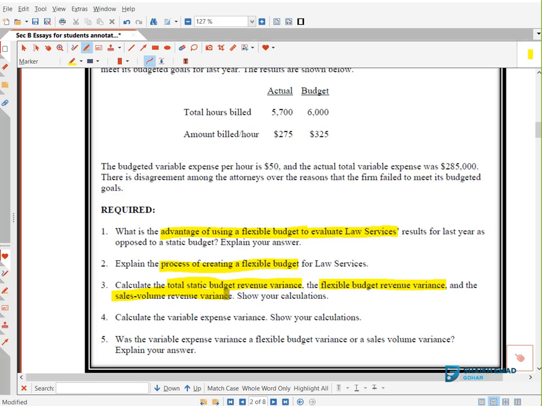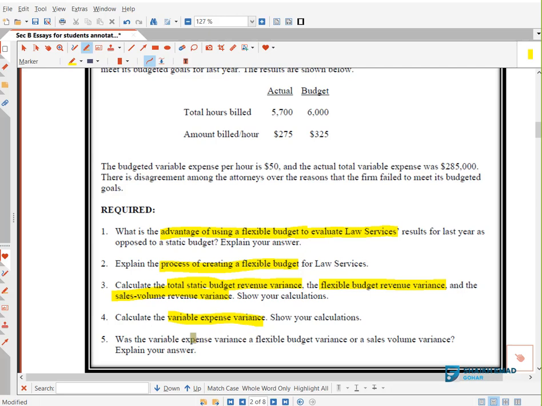You cannot solve question number 3 if you don't have the flexible budget. Right or not? Tell me in the chat box. Can you calculate flexible budget revenue variance if you don't have the flexible budget with you? Right? So because of that, in your exam, if this type of question is coming, you will create a flexible budget on your rough sheet. Getting it? And then you can solve question number 3. We will see.